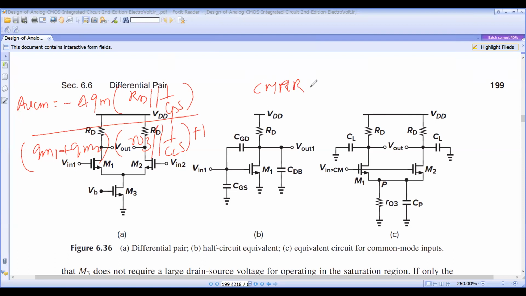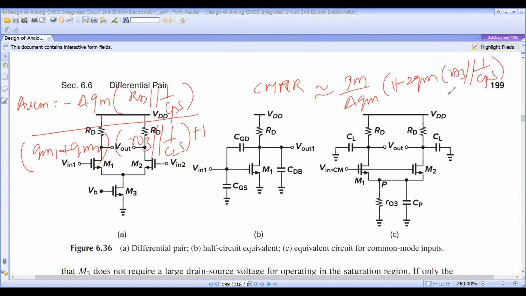CMRR is approximately equal to, generally it is understood that the CMRR of a circuit degrades at high frequency. So that is equal to GM by delta GM into 1 plus 2 GM into R03 parallel with 1 by CPS. This is actually the CMRR formula, from the previous module, the differential amplifier module.